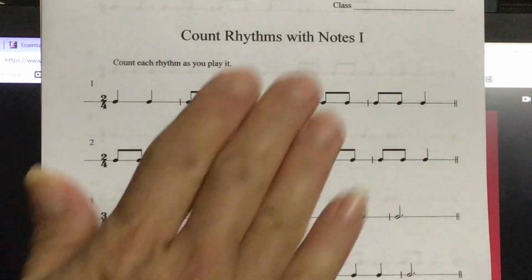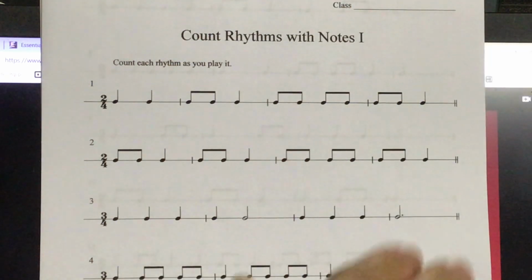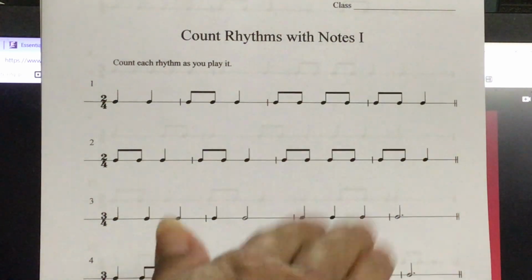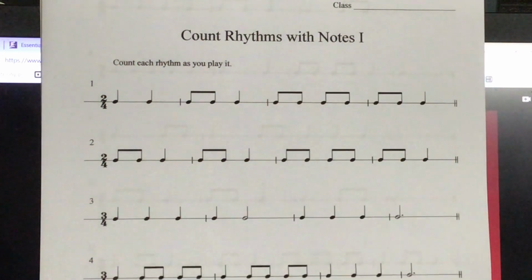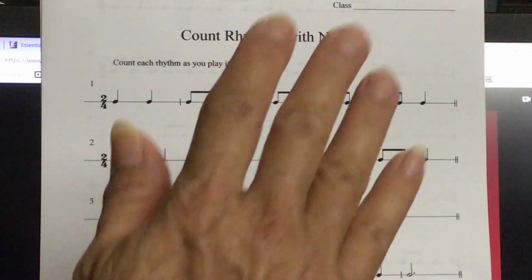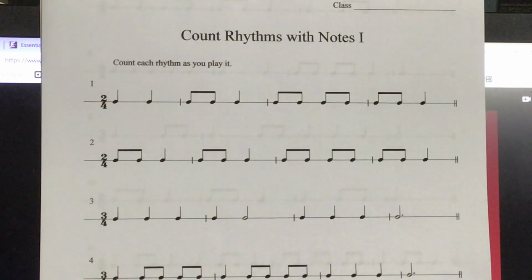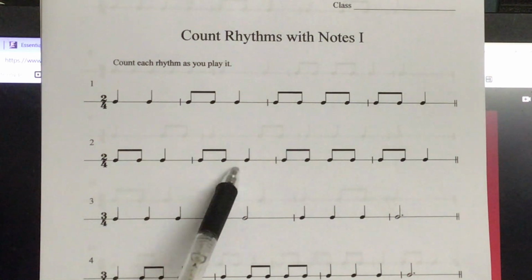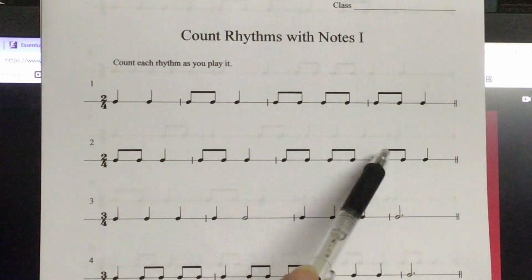So when you tap your foot, when you come down, it's called the thesis, 1. And then your foot has to come up to tap 1 and 2 and. 1 and 2 and 1 and 2 and. Anyway, so here's number 2 again. 1 and 2, 1 and 2, 1 and 2, and 1 and 2.